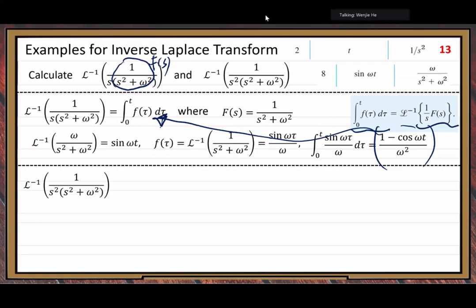So the second one. Let's take a 10-minute break. After the break, let's look at the second inverse Laplace transform.